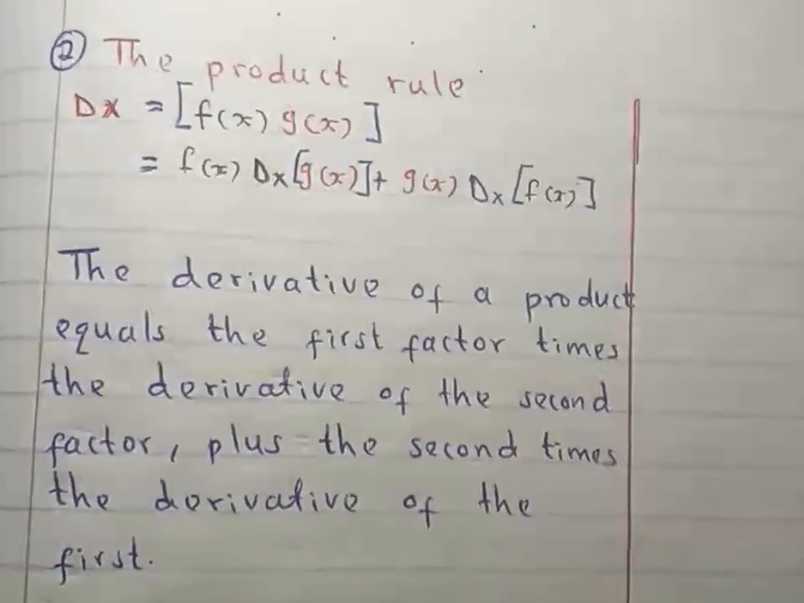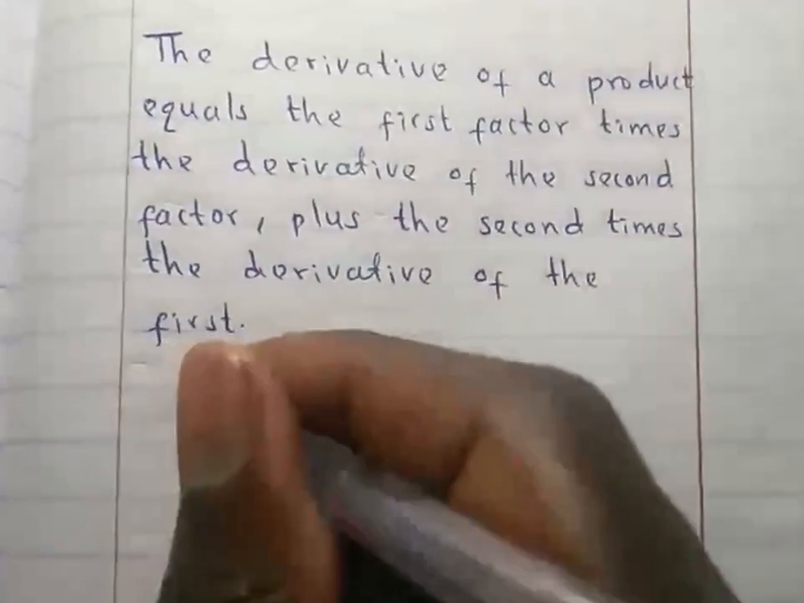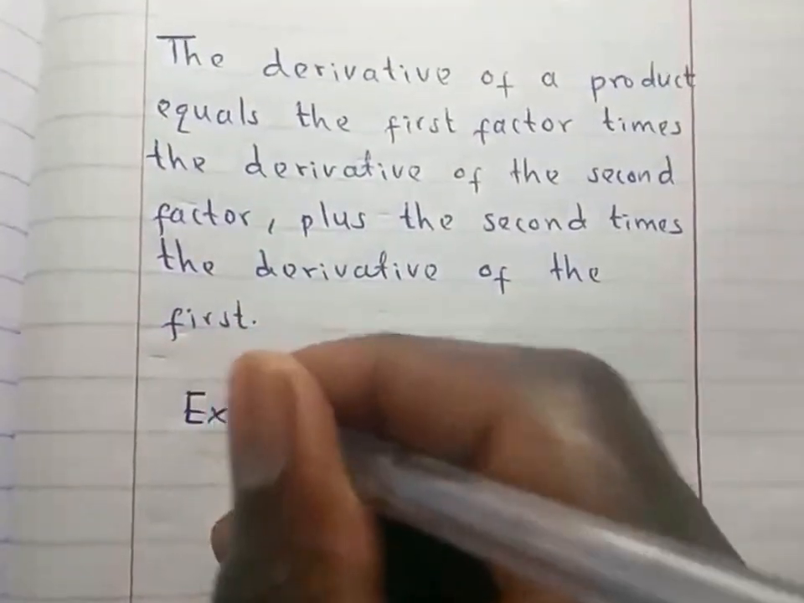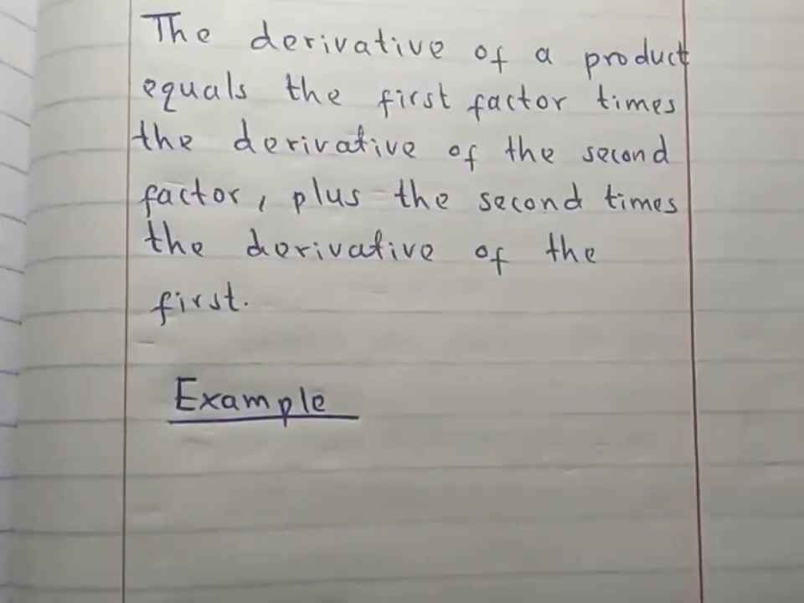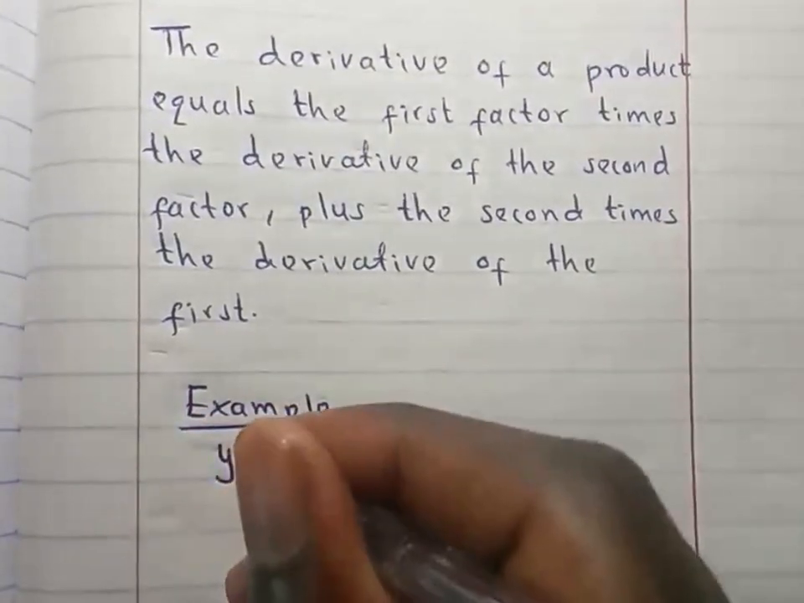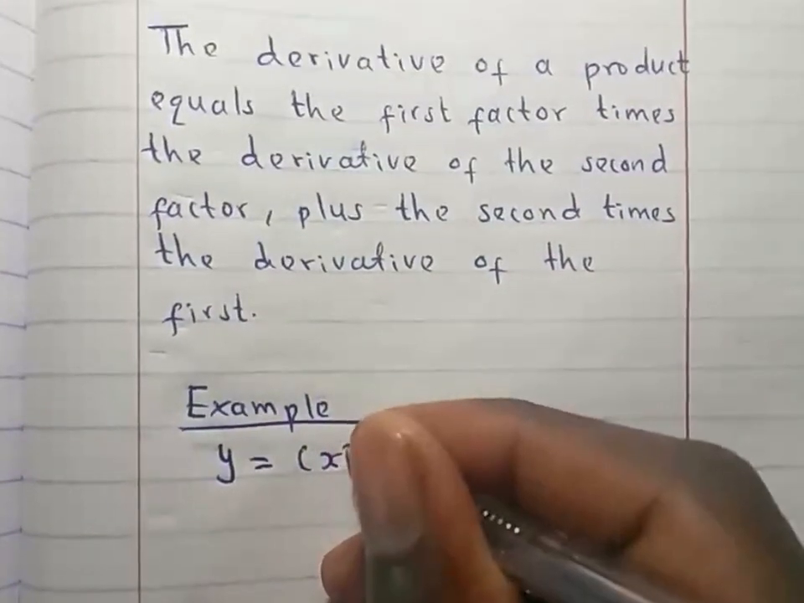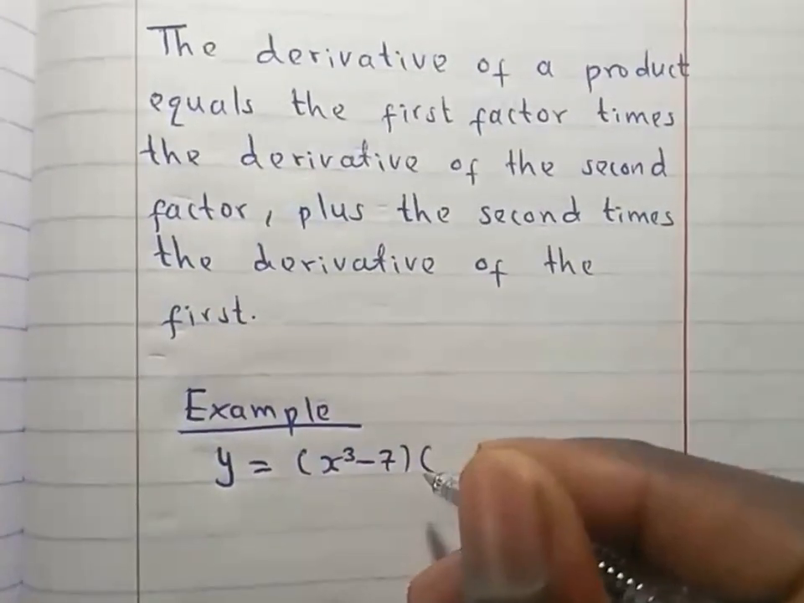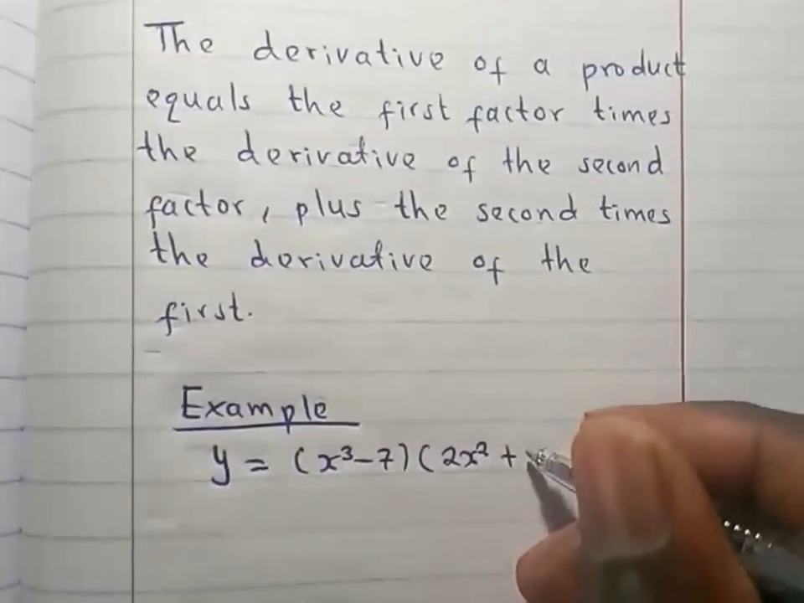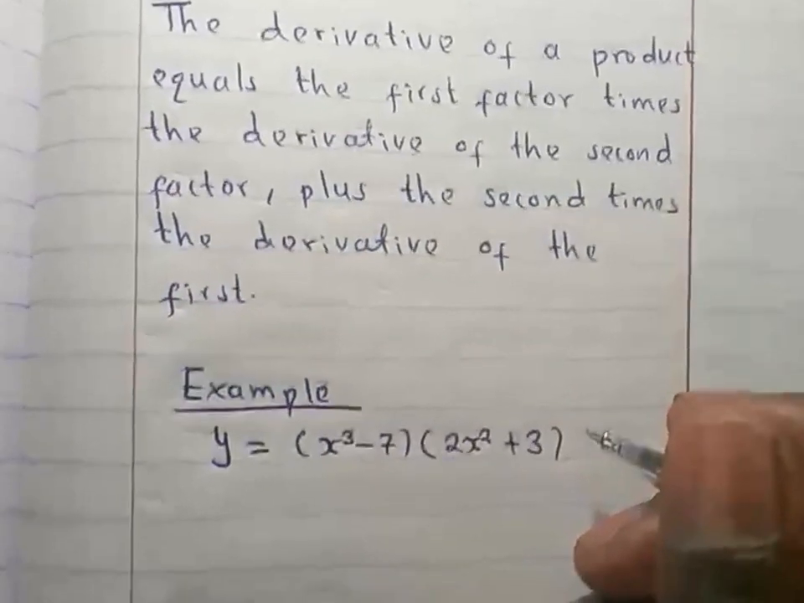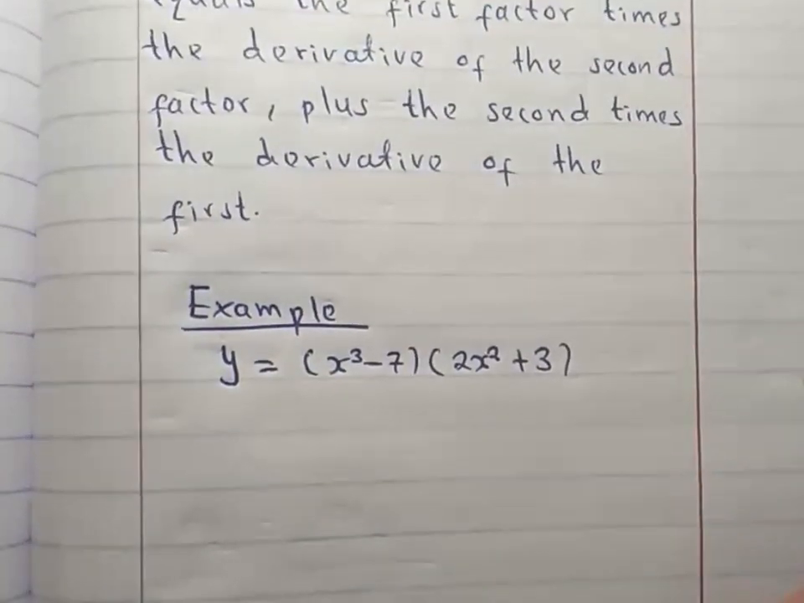We look at an example to help show how the product rule is being done. So, for example, let's say we have y is equal to x cubed minus 7, times 2x squared plus 3. So we want to differentiate this function using the product rule.